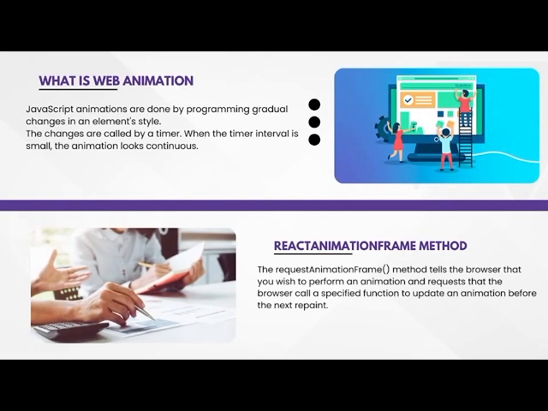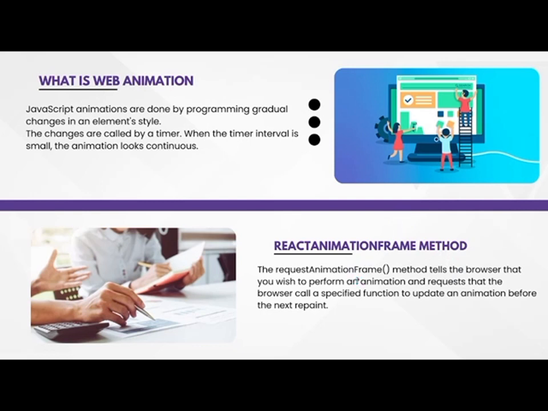Okay. What are web animations? Animations are done by programming gradual changes in an element's style. We can take it as a program, like we click on that button and the object starts moving. Then we can call it an animation. And these changes are done with the help of a timer, where we set how much time interval, and it starts moving according to whatever condition we have given.